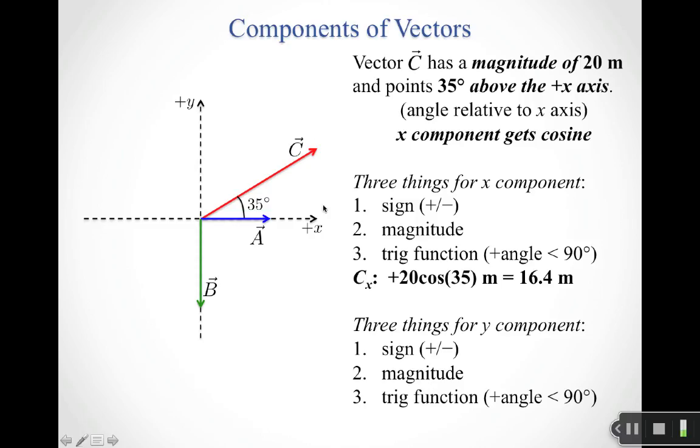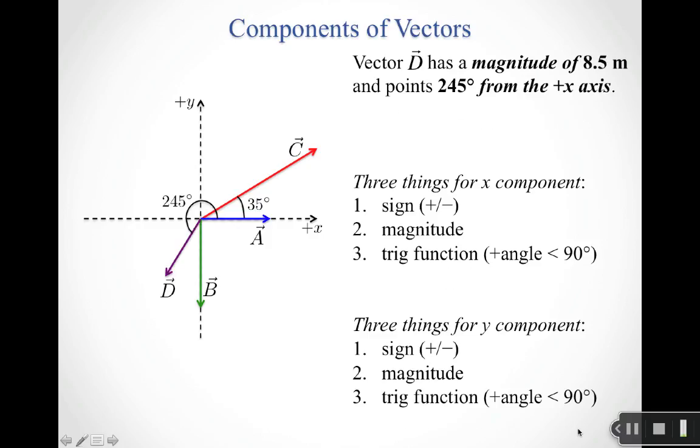And then the trig function: my y component is now opposite that angle. Opposite over hypotenuse is the sine. So the trig function I'm interested in here is the sine of 35 degrees. My y component will be plus because it points up, magnitude of 20 times the sine of 35 degrees, and that's a distance in meters, which is another way of saying 11.5 meters.